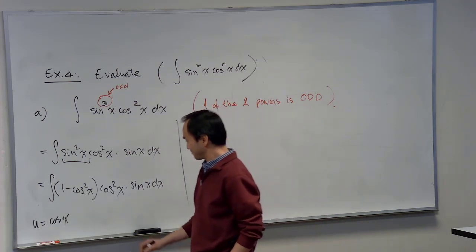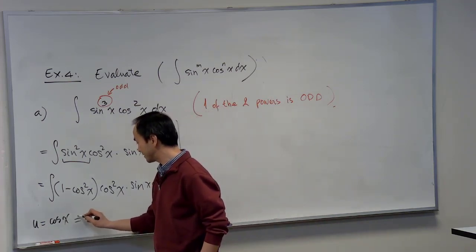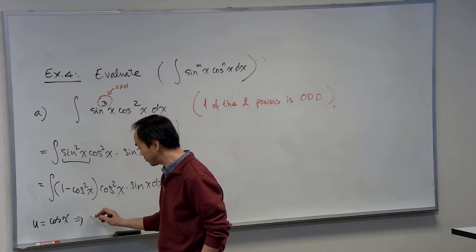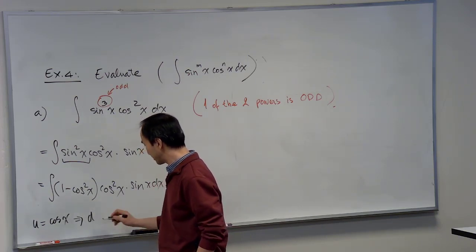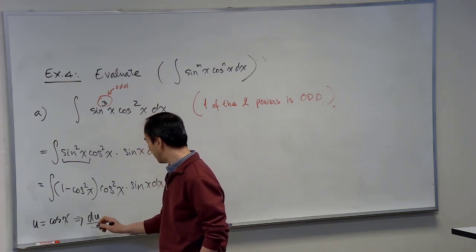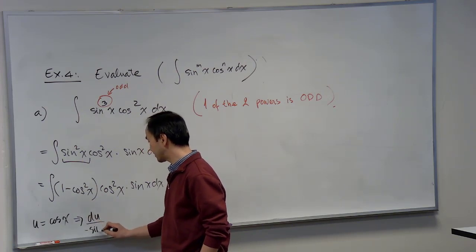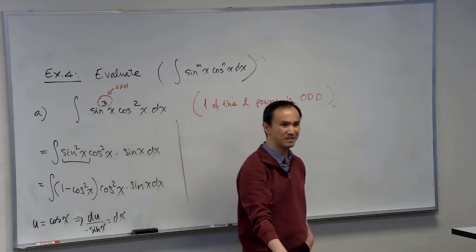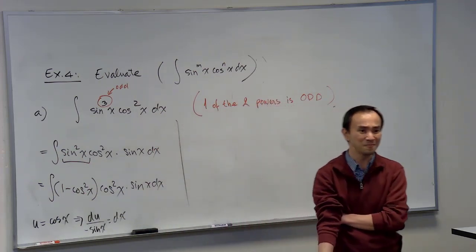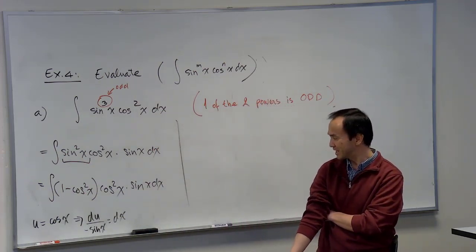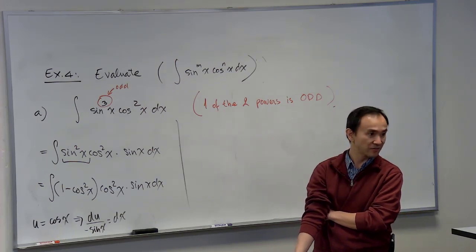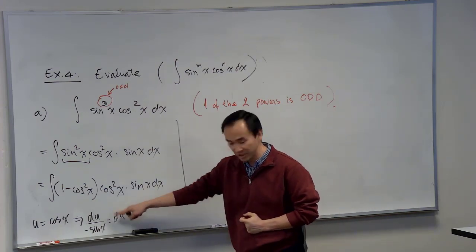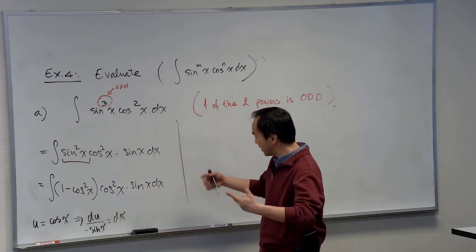I believe you are fluent enough with that, so I'm going to go pretty quick right here: du over minus sine of x will equal dx. I skipped the derivative step because I hope you are fluent enough with that. Mainly, du/dx is negative sine of x, but then we rearrange the differentials so that we can solve separately for dx. And so now we have everything we need.